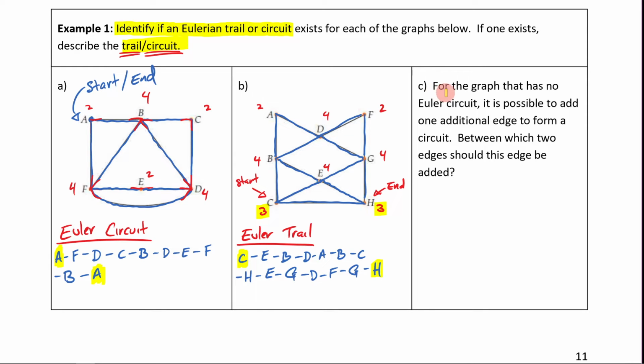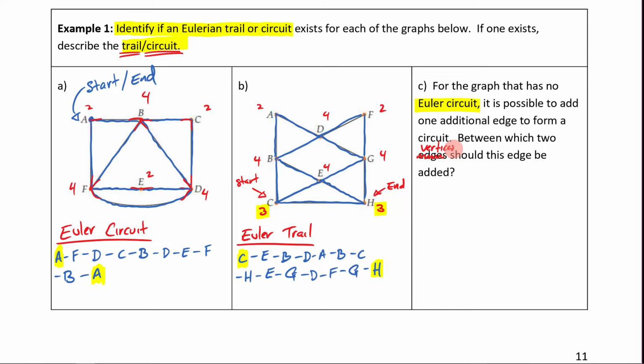All right, let's read C now. It says, for the graph that has no Euler circuit, so that's referring to B here, it has an Euler trail, is it possible to add one additional edge to form a circuit between the two? Now, this is a little typo that we need to fix up. Can you scribble out the word edge here and write in vertices rather. Between which two vertices should this be added?